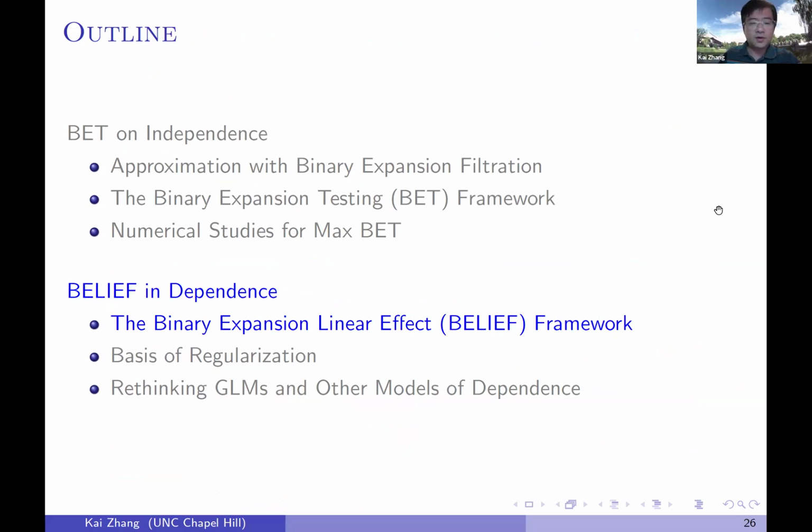So the second part is to answer the question: now that we can detect some form of relationship, how can we make use of it, right? When we detect a correlation, can we build a linear model and make use of the correlation? But what if we can detect something nonlinear? What can we do with that?